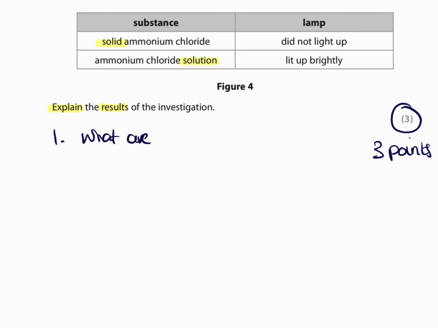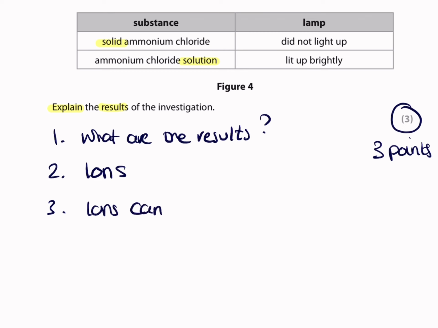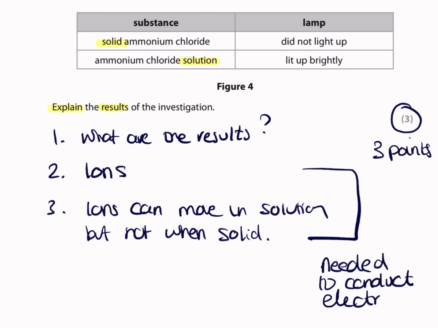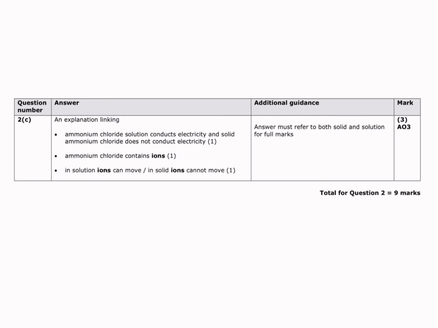So this question is worth 3 marks, which means we're looking for 3 points. So we're going to structure it like this. Our first point is what are the results? That's the bit you need to relate to the question. Second bit, we're going to talk about ions. The third bit, we're going to talk that ions can move in solution, but not when they're in solid. I would always say it both ways, okay? And then the last 2 points are always needed to conduct electricity.